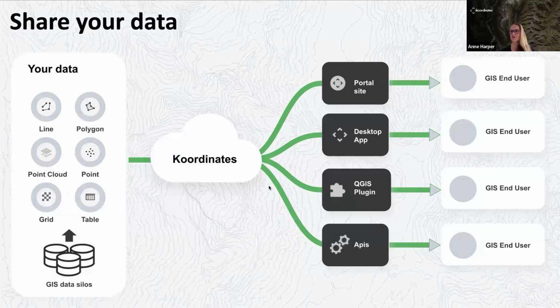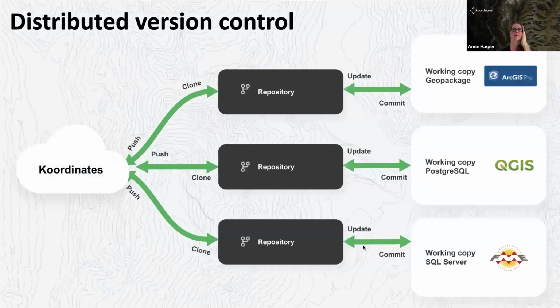Here's an overview about how Coordinates works. You have all your data. We newly have 3D tiles available as well. So you might have your vector data, rasters, tables. You can load that into Coordinates, and then your end users can access it either through the portal site, which you may be familiar with, a desktop app, a QGIS plugin, and APIs so that you can stream data straight into other applications.